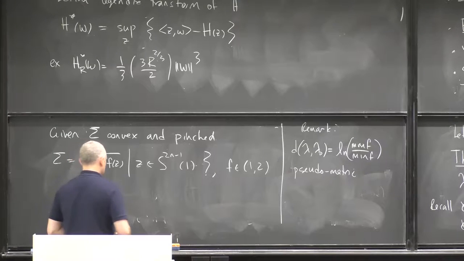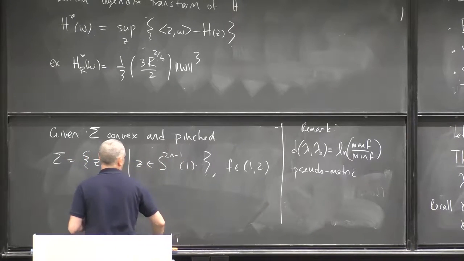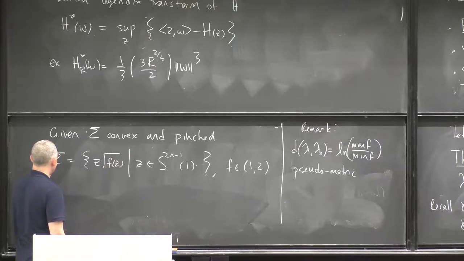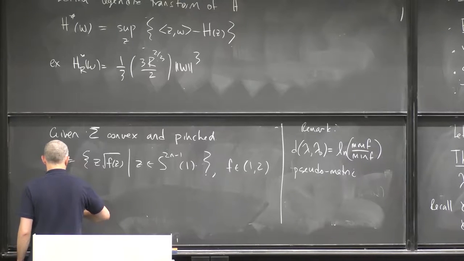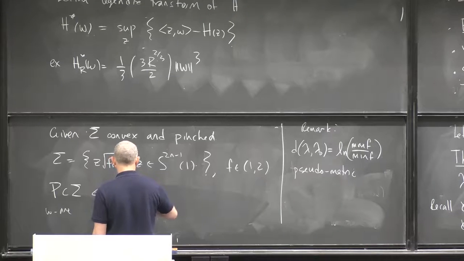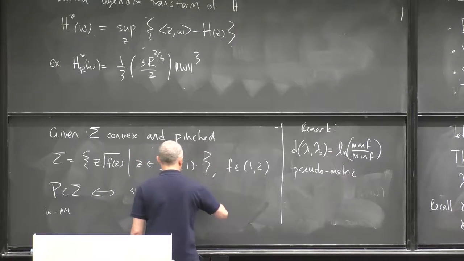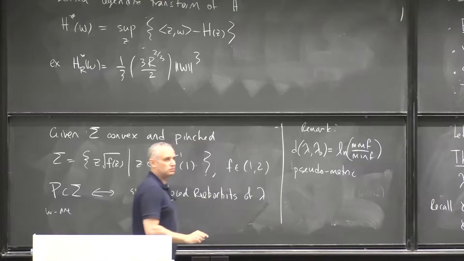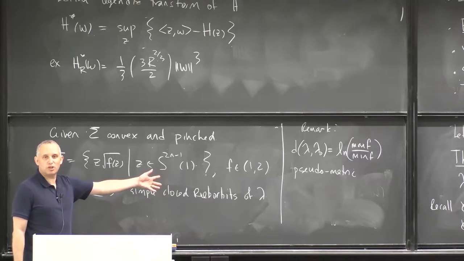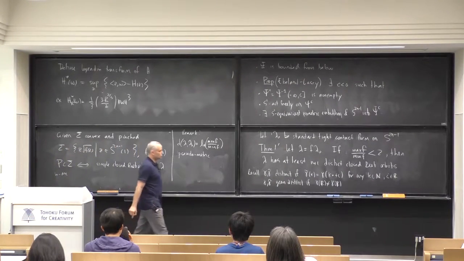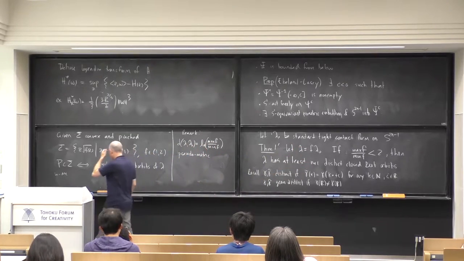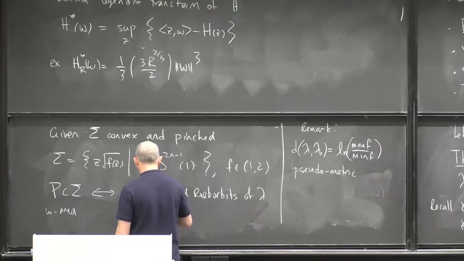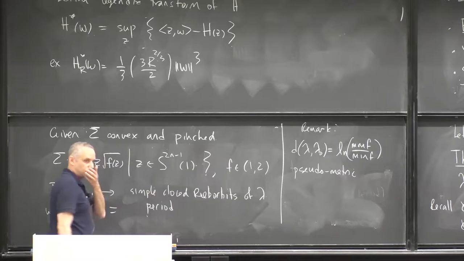All right, and so one can picture in this way a diffeomorphism from the unit sphere to our convex hypersurface, and it takes closed characteristics on sigma in one-to-one correspondence with simple closed Reeb orbits of lambda. These loops on sigma go to some loops on the sphere, and the loops they go to are the closed Reeb orbits of this contact form. This is a simple computation. And so it turns out that the omega area of these things and the period of these things are equal.